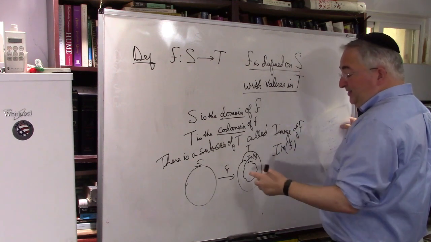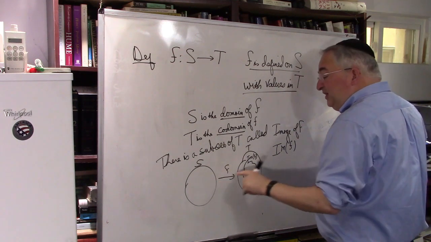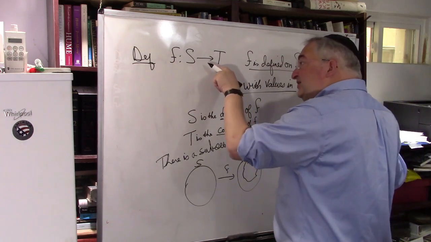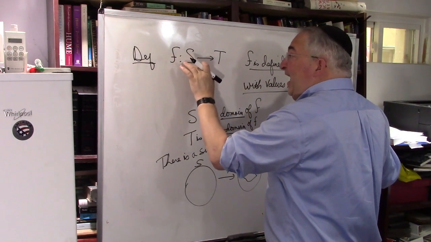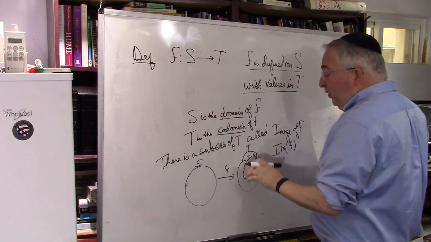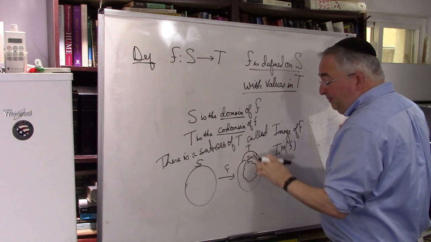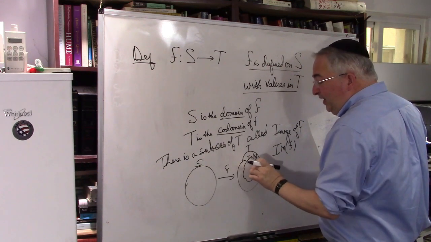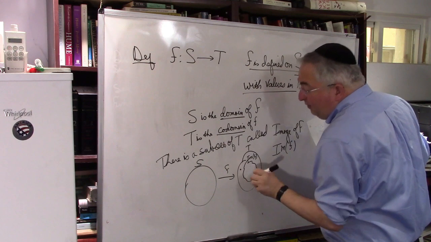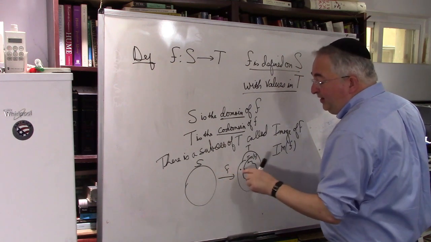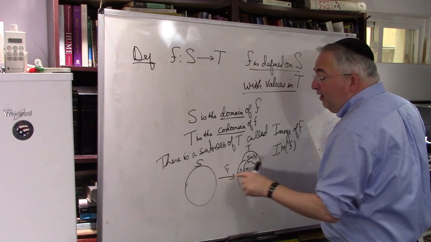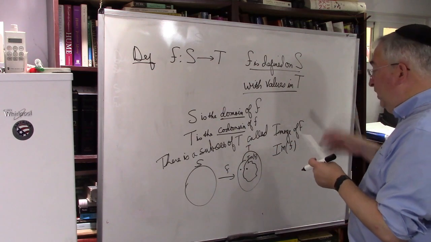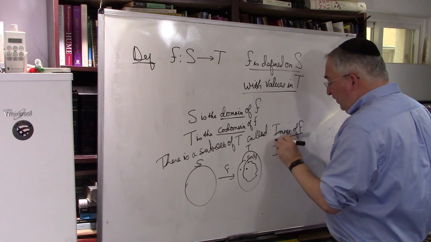Okay? And what is this subset? It's all the things that have values in T. In other words, not everything in T will be the output of this function. So if we look at the outputs, the image of f is all the outputs. Take everything in here. What are the outputs? Things out here are not hit by the function. They're not the output. Things in here are the output. We have to see some examples. Okay? So this is called the image of f.